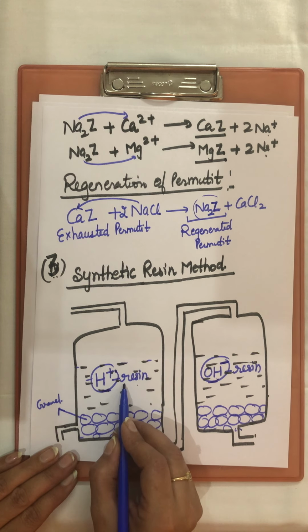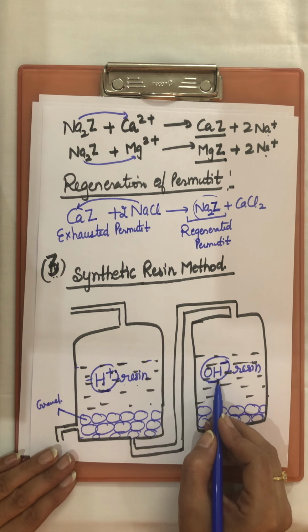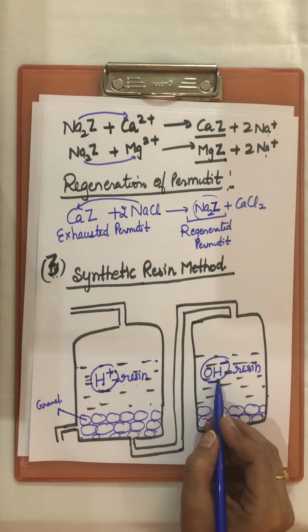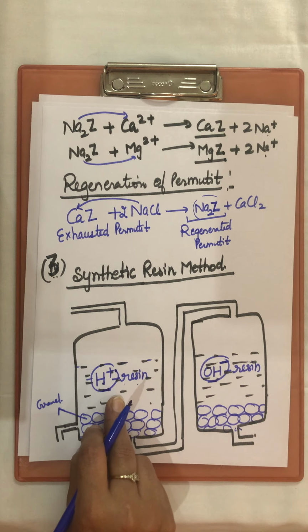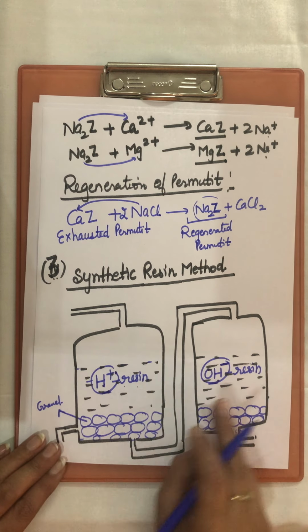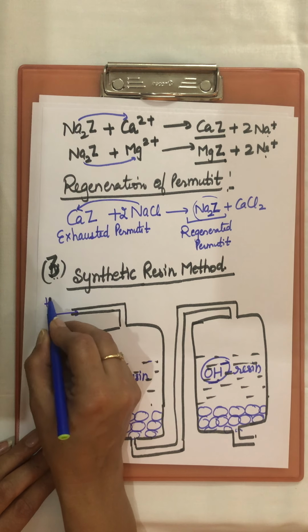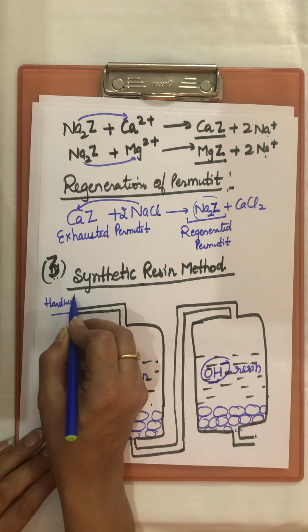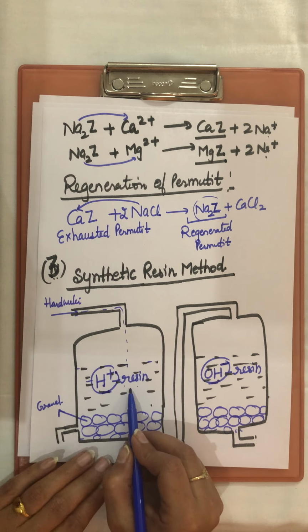Now since here cations get exchanged from the hard water, and here the anions get exchanged from the hard water, that is why this is OH minus resin, this is H plus resin, the cation exchange resin, and this is the anion exchange resin. Now how will this function? When we add water from the top, the hard water goes inside the first tank. Hard water comes here and passes through this H plus resin.